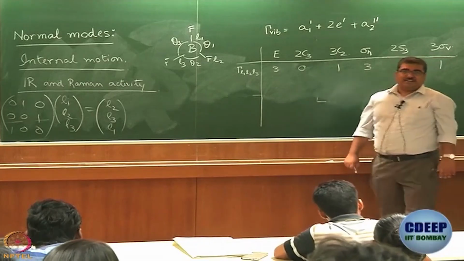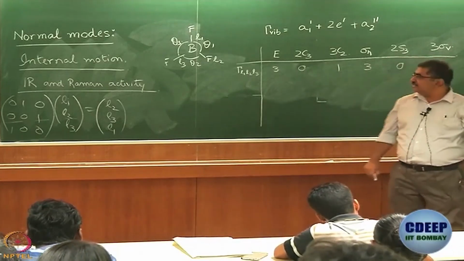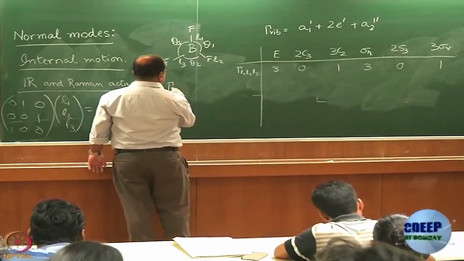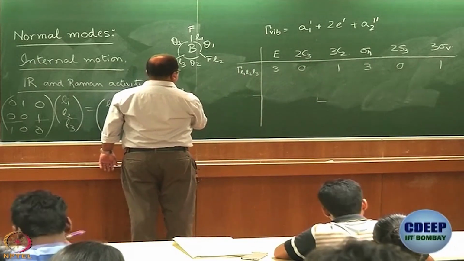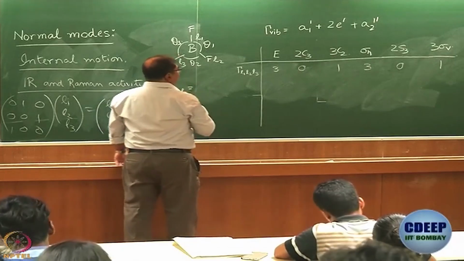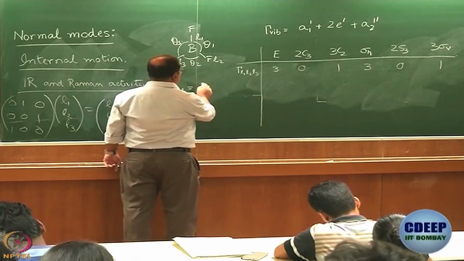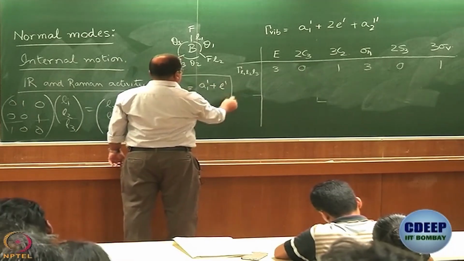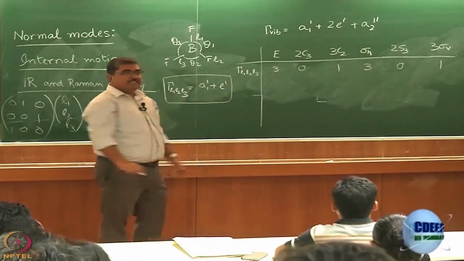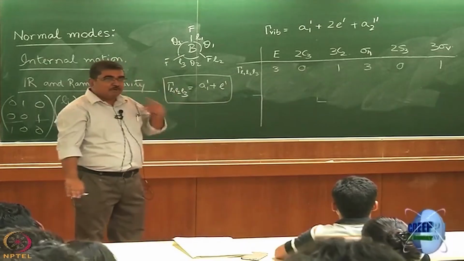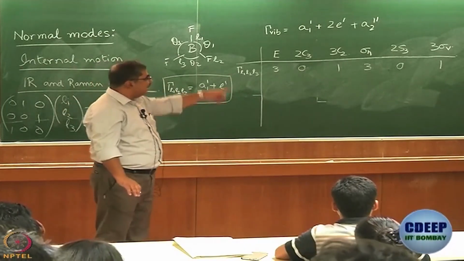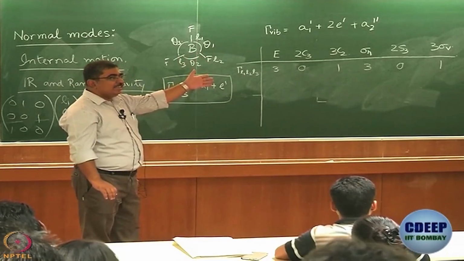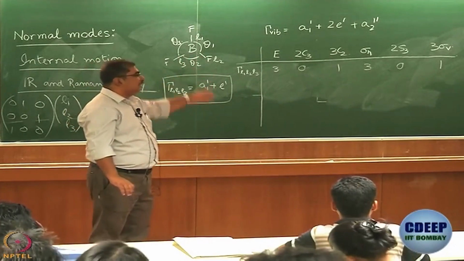3 0 1 3 0 1. Okay. So, if you use that formula, you will see that it breaks down into A1 dash plus E dash. I am just giving you the answer to save time, but what you could do is verify this answer quickly. You have the character table in front of you, add A1 dash and E dash and see whether you get 3 0 1 3 0 1 or not.